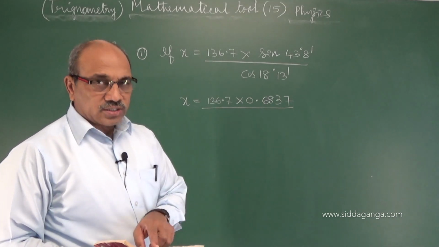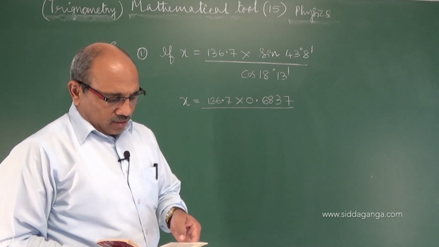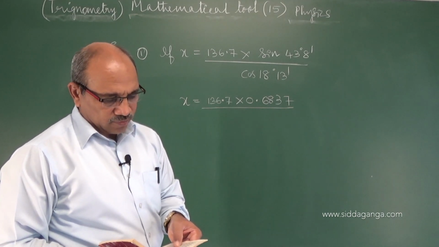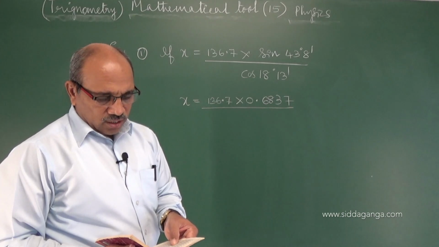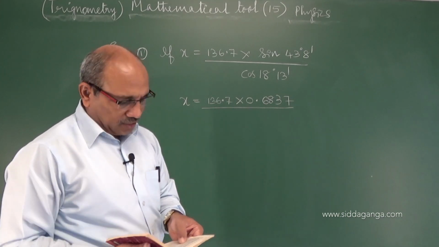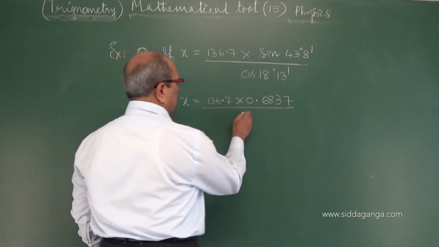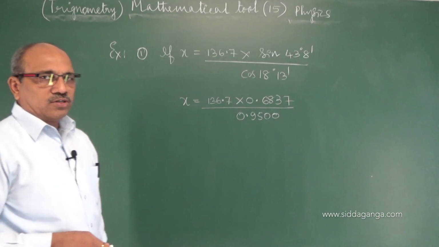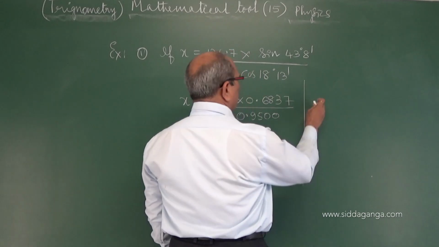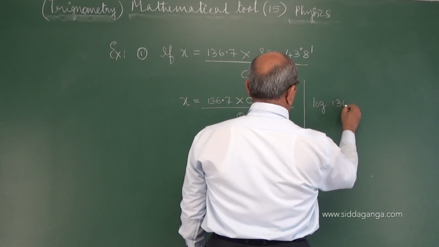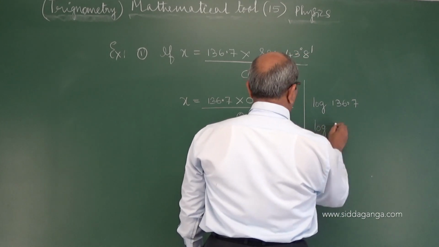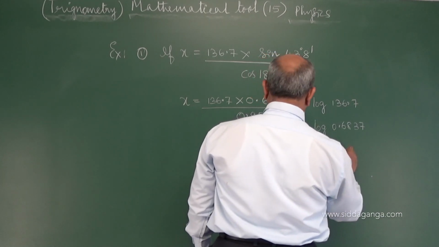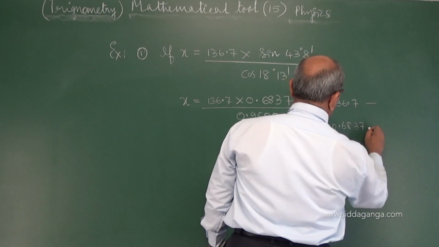Remember, in finding cos, the mean difference has to be subtracted. Cos 18 degree 12 minutes is 9500, and 1 has to be subtracted because it is 12 to 13. So I can take it as 9500. This also is not directly available, so we have to see the log of all these: 136.7, log of 0.6837, and log of 0.9500.